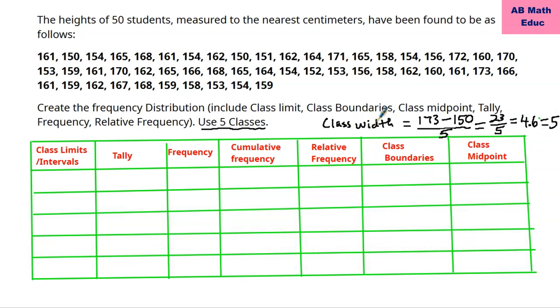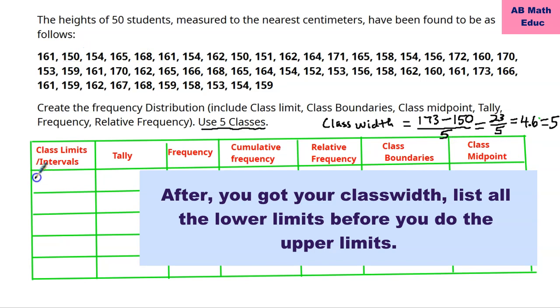Once we have our class width, we have to create the lower class limits. For the lower class, we start with the lowest number, which is 150, and then we add 5 to get the next lower limit, 155. Add again, we get 160. Add again, we get 165, and then 170. So this is our lower class.